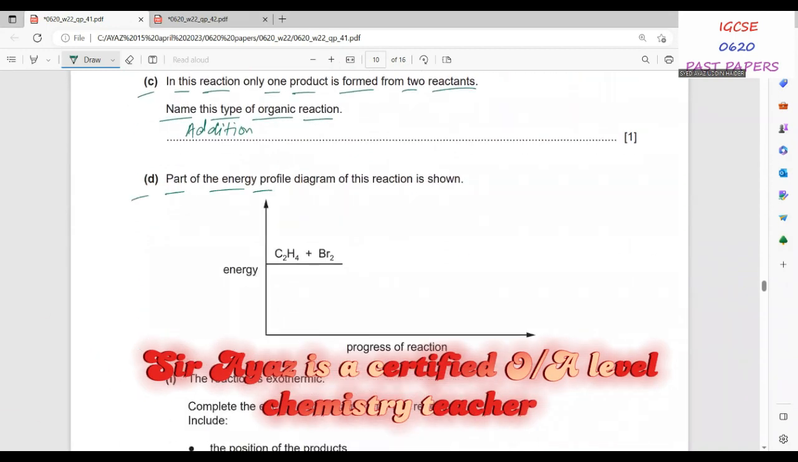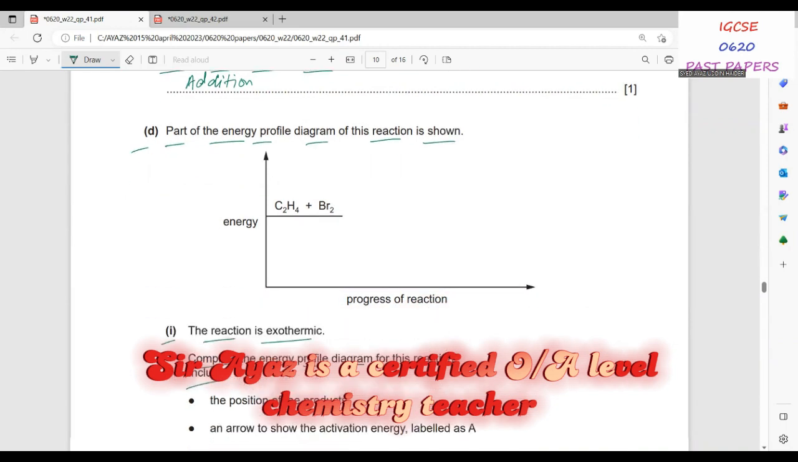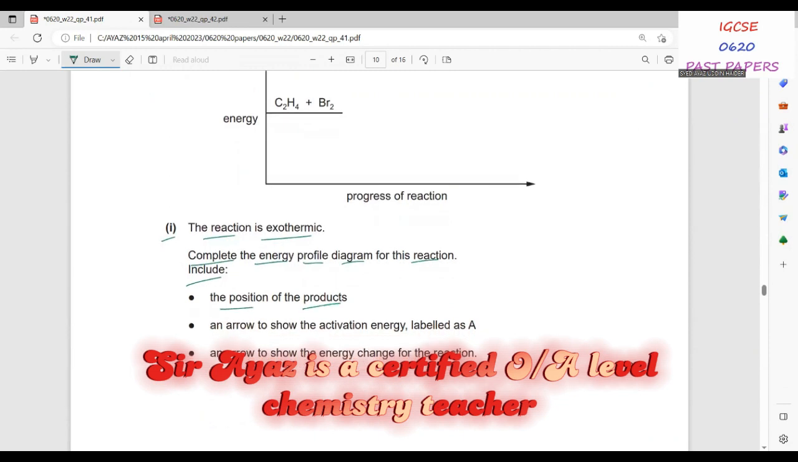D, part of the energy profile diagram of this reaction is shown. Number 1, the reaction is exothermic. Complete the energy profile diagram for this reaction. Include the position of the products, an arrow to show the activation energy labeled as A, an arrow to show the energy change for the reaction.